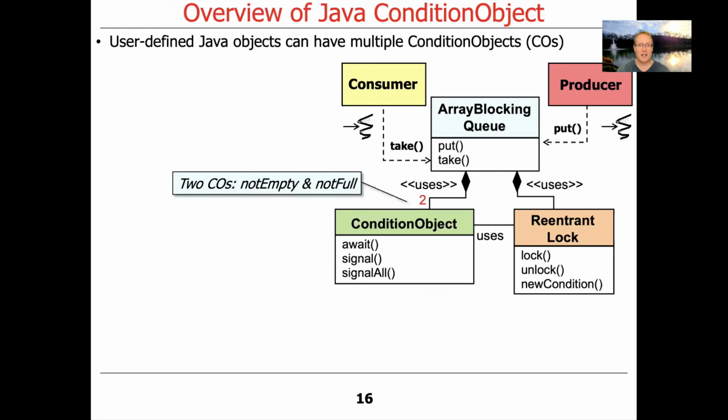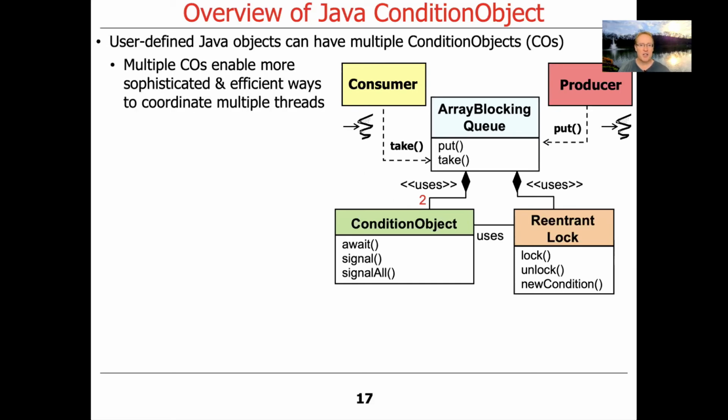User-defined objects can have multiple condition objects. And this is very important. When we take a look at the array blocking queue example shortly, you'll see that it actually has a pair of condition objects, one called not empty, which is used to have threads wait while the array blocking queue has got nothing in it. And then another one called not full, which is used for threads that are trying to put things into a queue that's full.